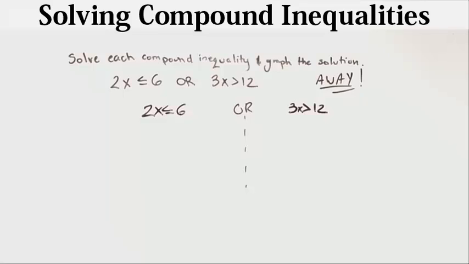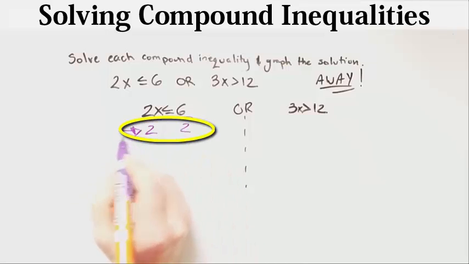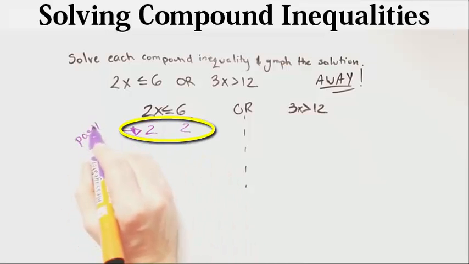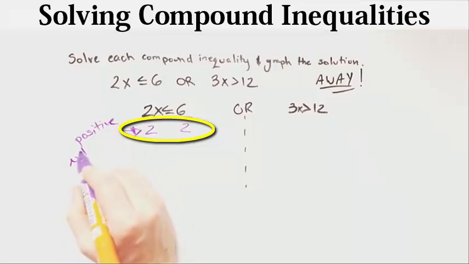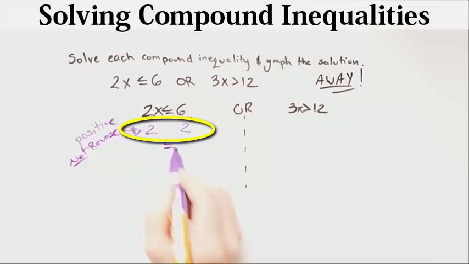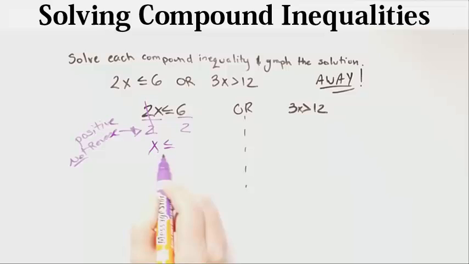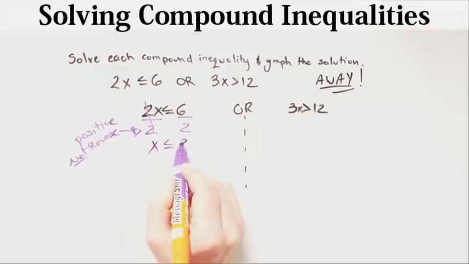So solving problem number 1, I need to get the x by itself, so I need to divide both sides by 2. The minute you divide, you need to stop and take a look. This is a positive number. If it is positive, you are not reversing the symbol. So I'm going to immediately write down the symbol so I don't forget. 2 divided by 2 is 1, so I'm left with x. Symbol's already there. It's less than or equal to. 6 divided by 2 is 3.